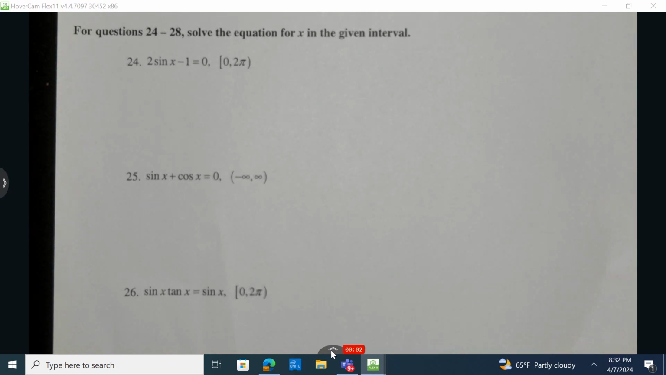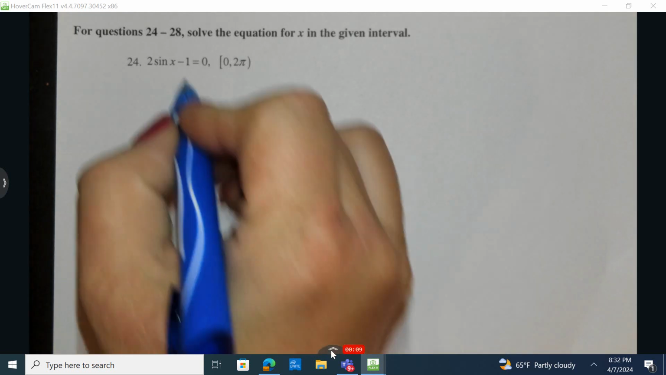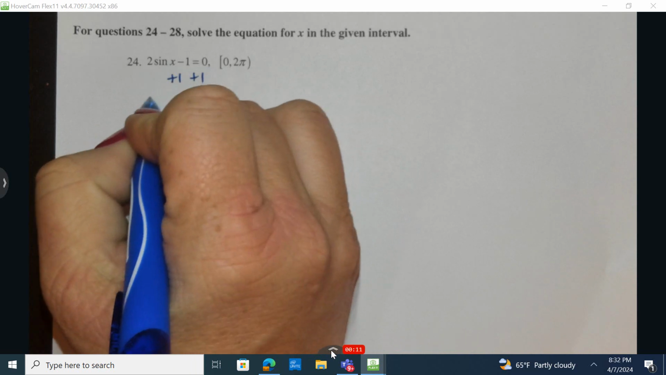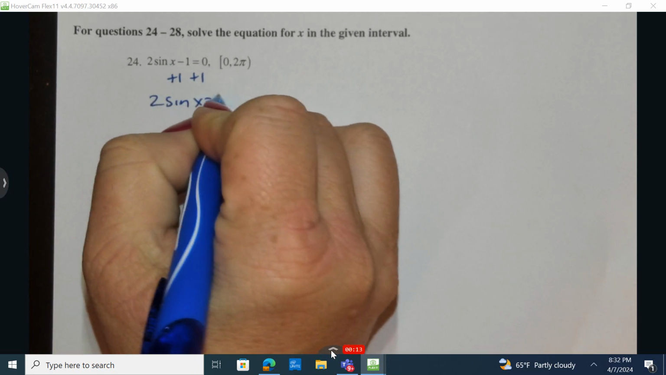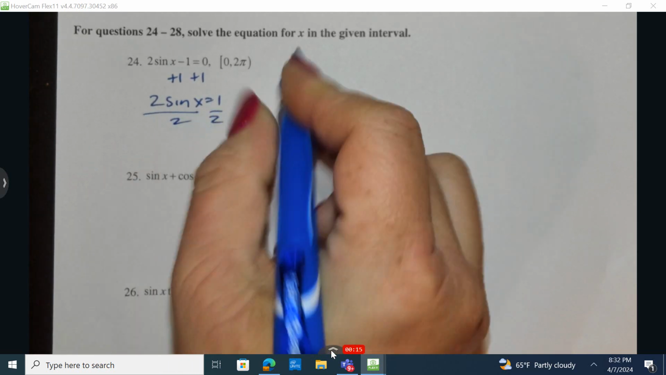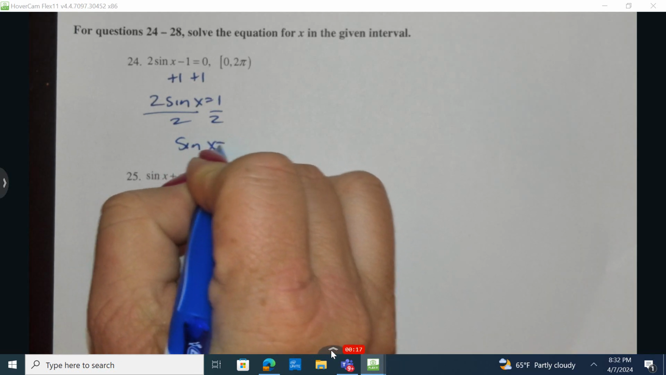24 through 28, we're going to solve the trig equation for x in a given interval. The first thing I'm going to do is add 1 to the right-hand side, so I have 2 sine of x equals 1. Then divide by 2, so I have the sine of x equals 1/2.